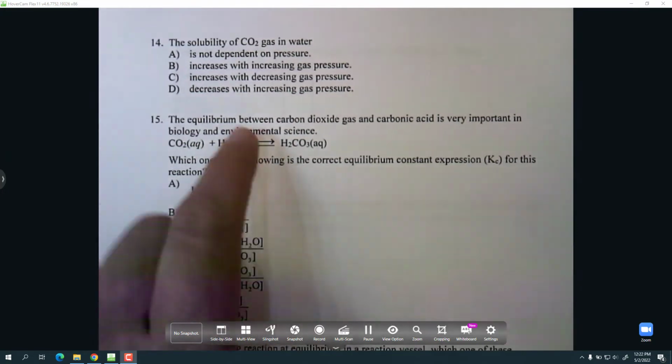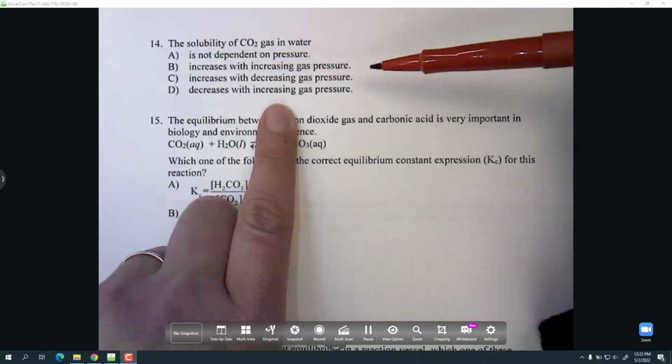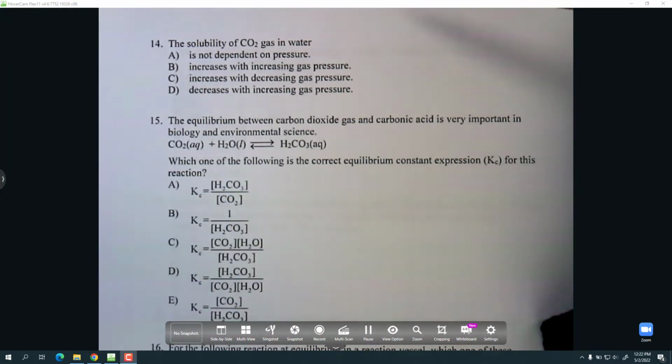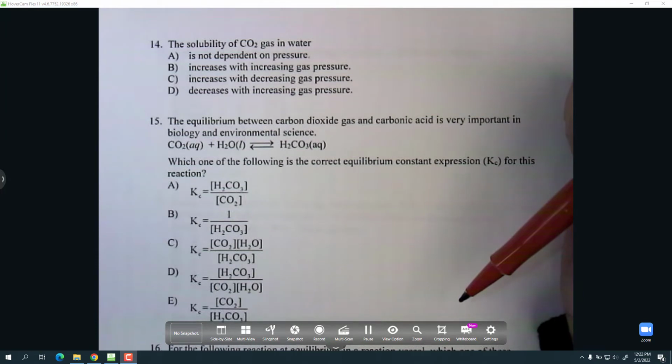There we go. Solubility of CO2 gas in water is not dependent on pressure, increases with increase. Okay, so let me just think about it before I read all these choices. This is how I remember it: solids are more soluble at higher temperature and gases are less soluble at higher temperature. Okay, that doesn't work. All of these are about pressure.